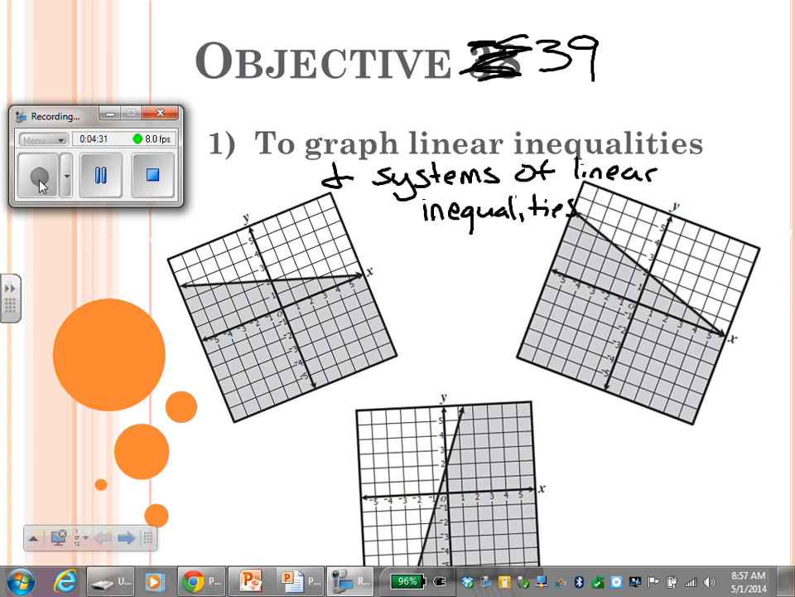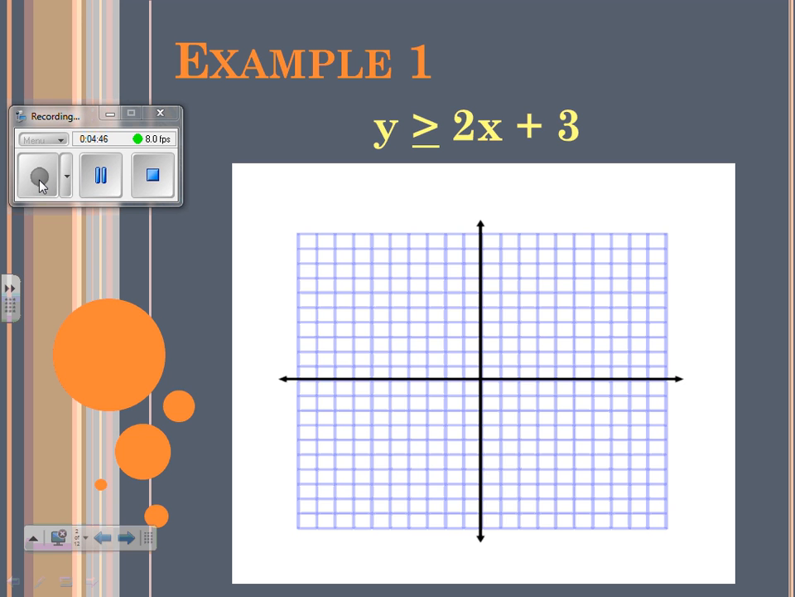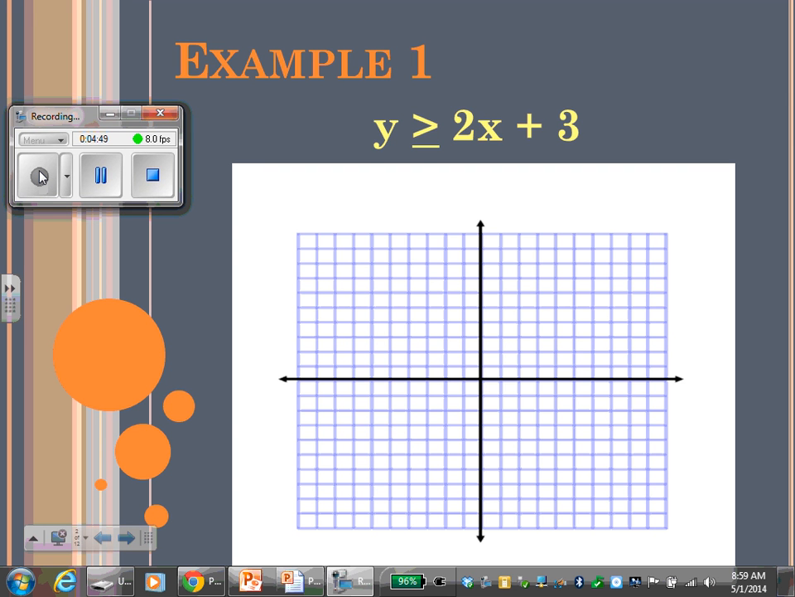Okay? What about this one? That one's less than or equal to. This one is less than, or equal to as well. All those are less than, okay? And we'll show you what to do when it's not equal to. So, all right, here we go.